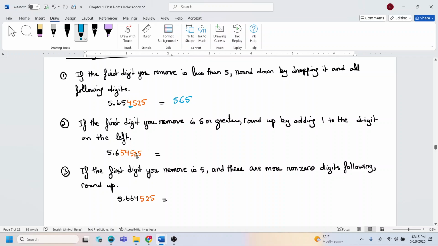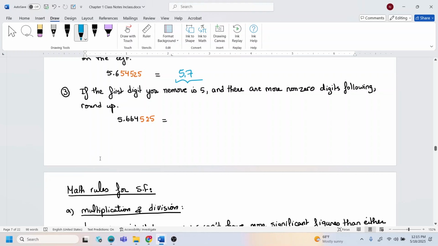If the first digit you remove is 5 or greater, okay, round up by adding 1 to the digit on the left. So let's say, for example, if I want to go ahead and remove this guy over here, the 5. So I look at the 5 and I know that 5 is 5 or greater, right? So I'm just going to go ahead and remove it, but I'm going to add 1 to the 6. So my answer is going to be 5.7. And this is a rounding to 2 significant figures. This is a rounding to 3 significant figures.